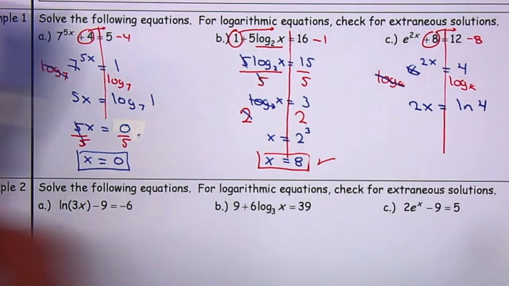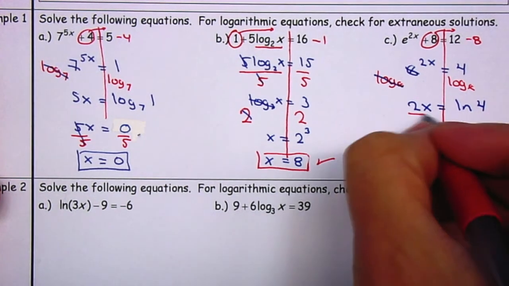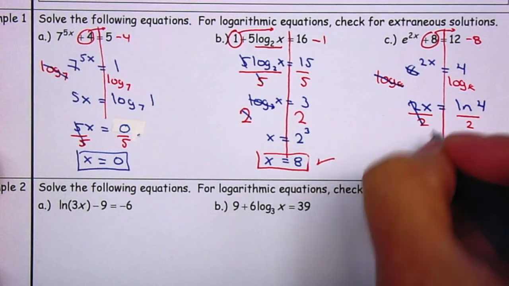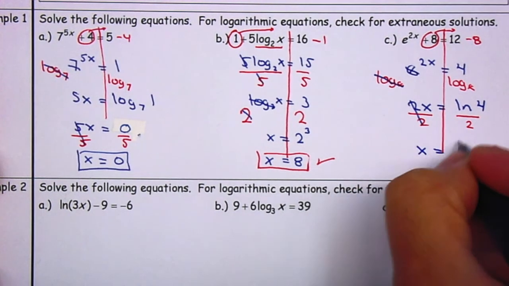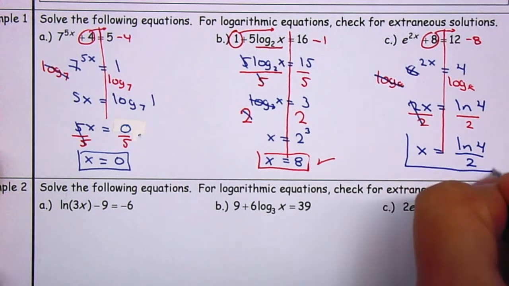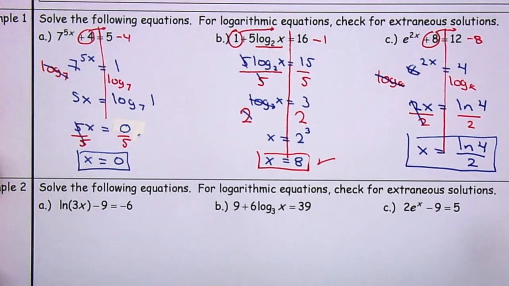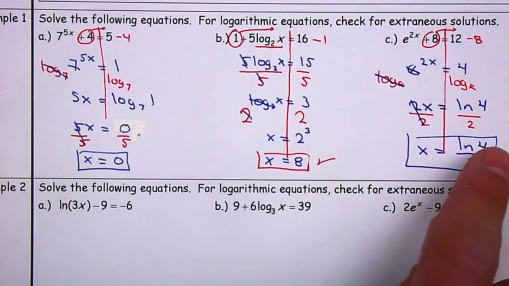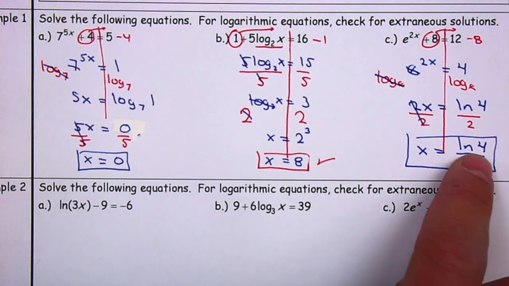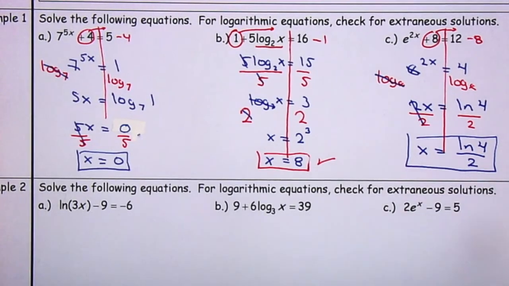Now, I want to get rid of the 2. It's multiplying. Therefore, I'm going to divide by 2 on both sides. And this will just stay as x is equal to the natural log of 4 divided by 2. Do not divide 4 by 2. This is not the natural log of 2. You have to evaluate the natural log of 4. Then whatever your answer is, you want to divide by 2.